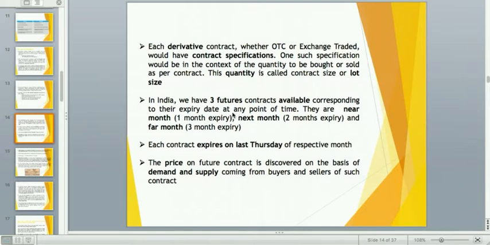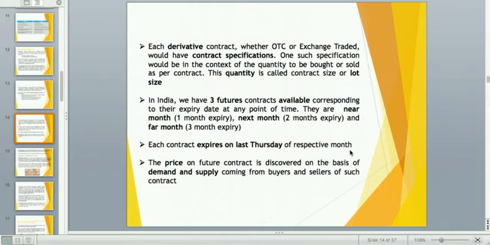Next thing that we have is that in India we have three future contracts available, corresponding to their expiry date at any point of time: near month, next month, and far month. Before I explain this point, just have a look at this point where it says that each contract expires on last Thursday of the respective month. So this is the rule, that each contract would have to expire on the last Thursday of the respective month.